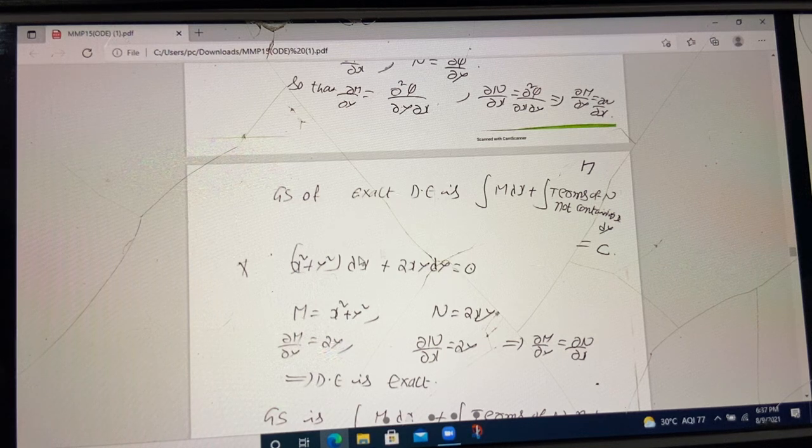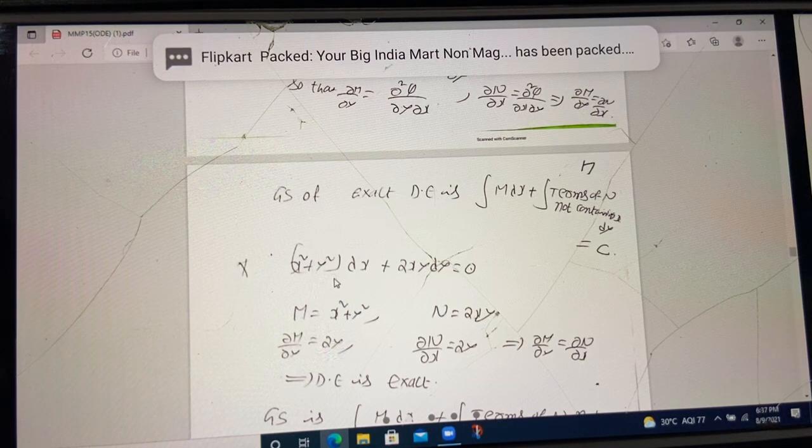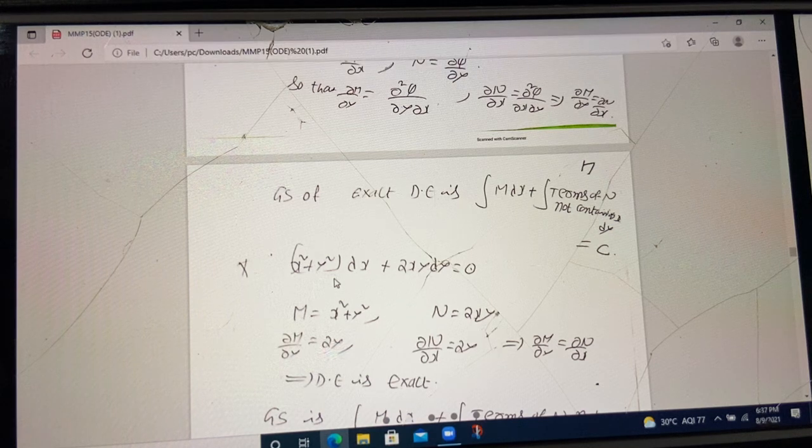For example, this is a homogeneous equation. What is homogeneous? x power 2, y power 2, the powers of x and y are 2. The other day we saw how lengthy it is. We solved it in the previous class and it takes one page, but it can be solved easily using exactness. Homogeneous or non-homogeneous, all three types can be solved easily.